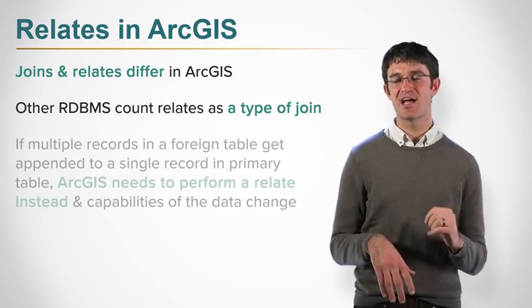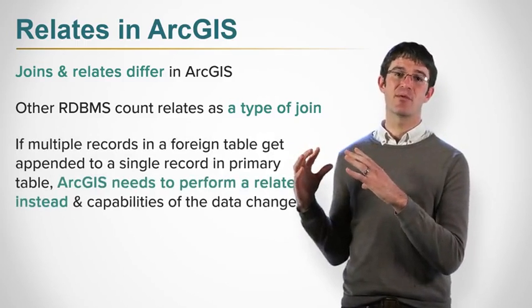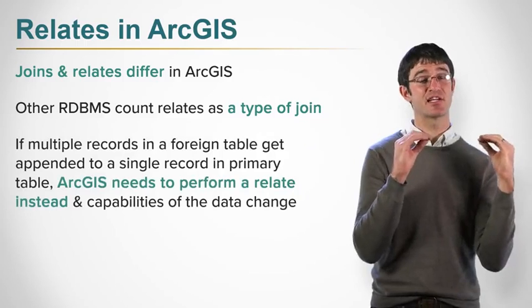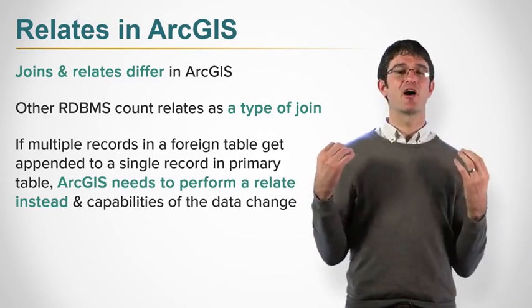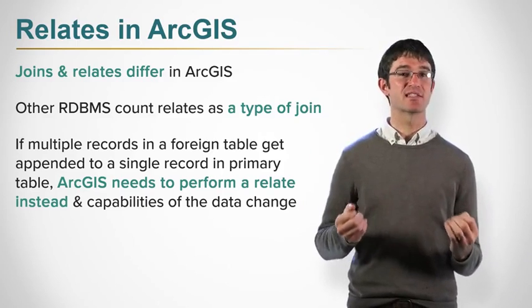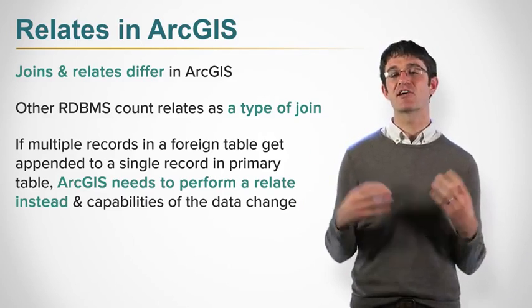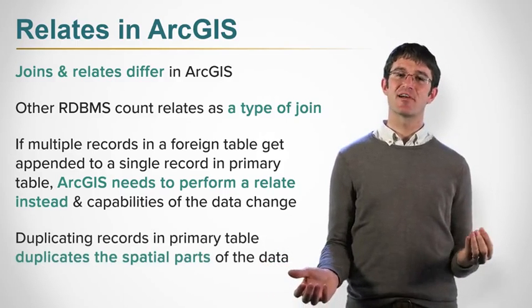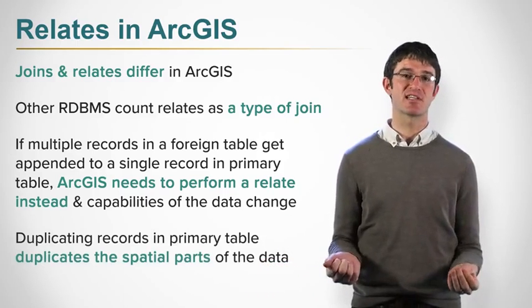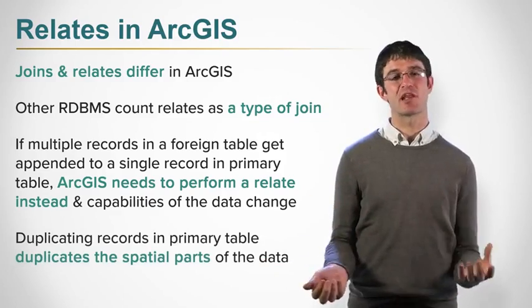But know that any time that multiple records in a foreign table get appended to a single record in the destination feature class, the primary table, ArcGIS needs to perform what it calls a relate instead, and the capabilities of our data change. This is largely because duplicating records in the primary table duplicates the spatial parts of the data, which doesn't make sense for many workflows.